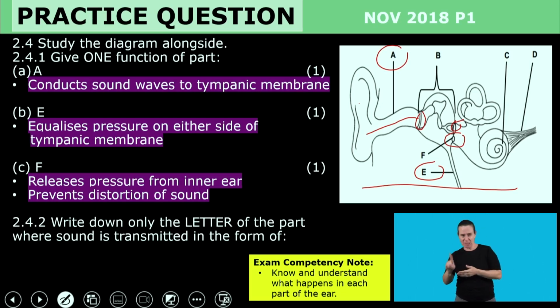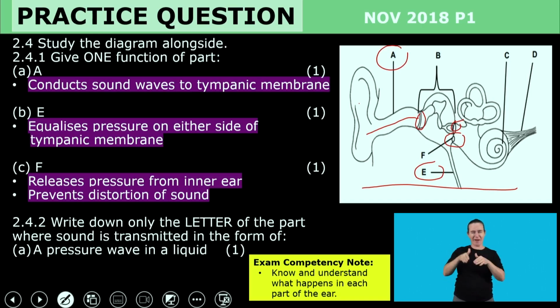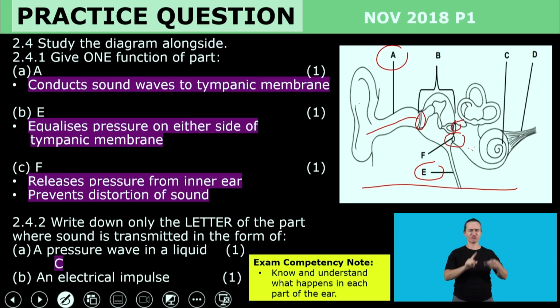2.4.2, write down only the letter of the part where sound is transmitted in a form of a pressure wave in a liquid. So where is it transmitted in a form? Only the letter. And your answer is C. It's transmitted in a form of pressure wave. Remember when now vibrations enter the inner ear, this is now changed into pressure waves. So it is by C, which is the cochlea, but you don't give us the name. An electric impulse. Which part here? The electric impulse is going through this. What is this, by the way? It is the auditory nerve, but then you only give us the letter, which is the letter D.